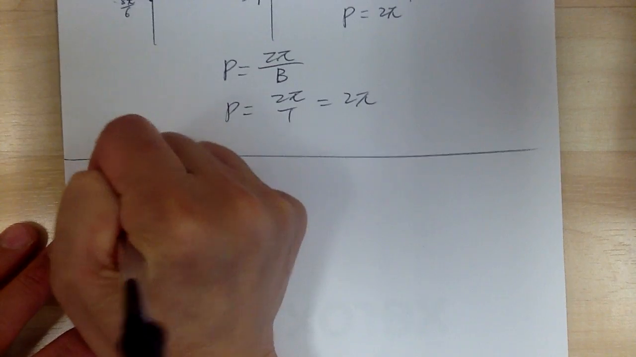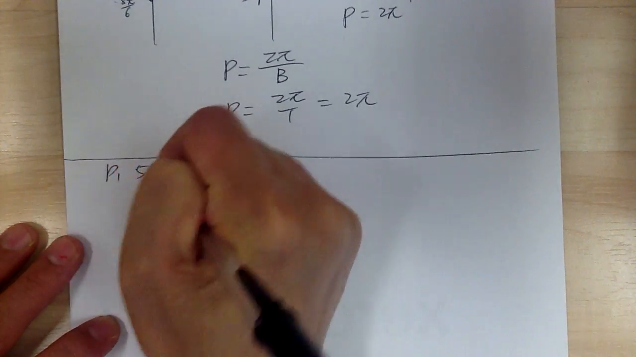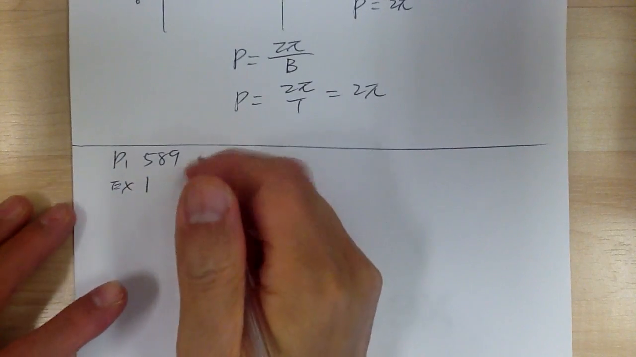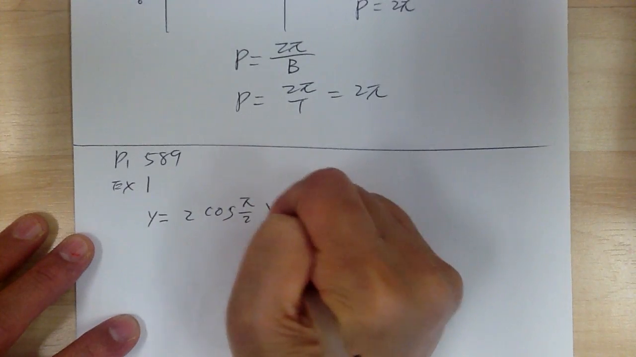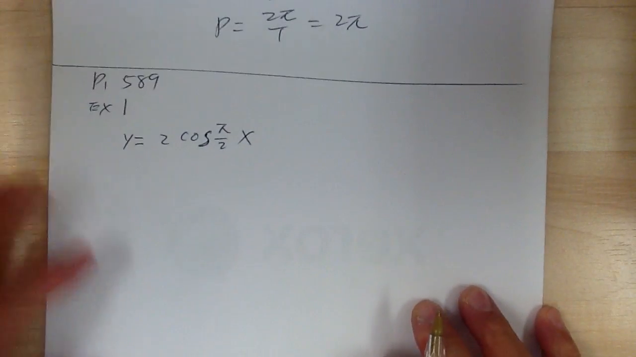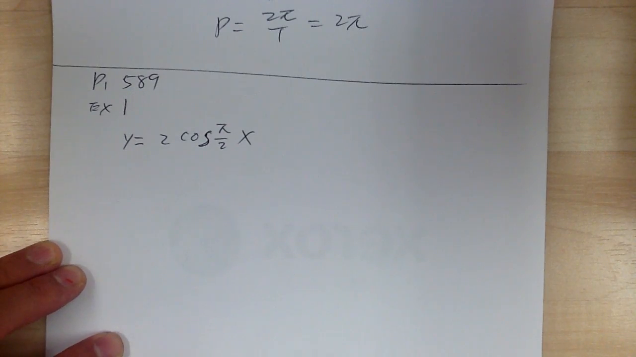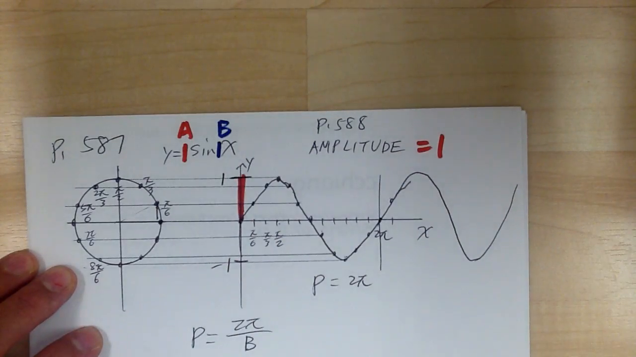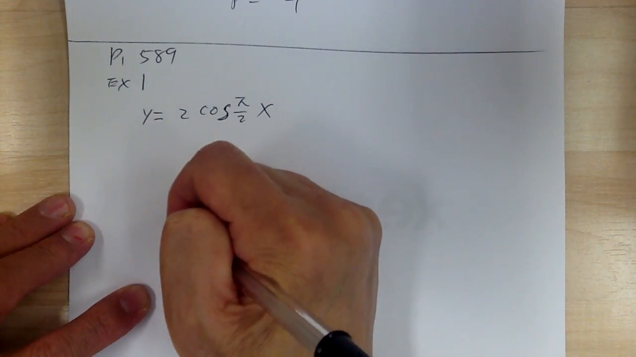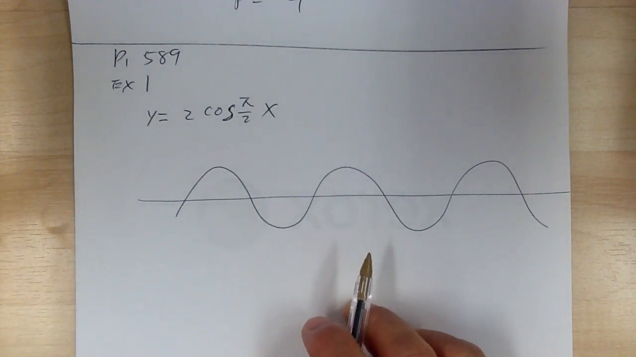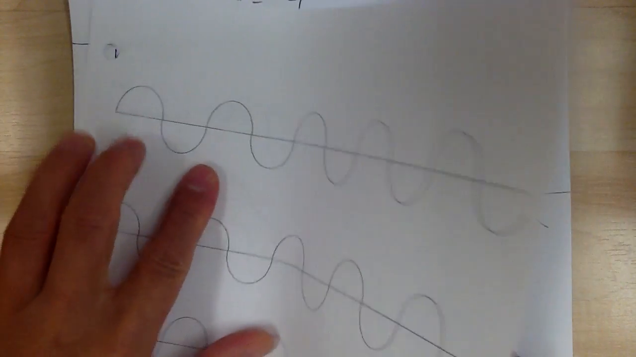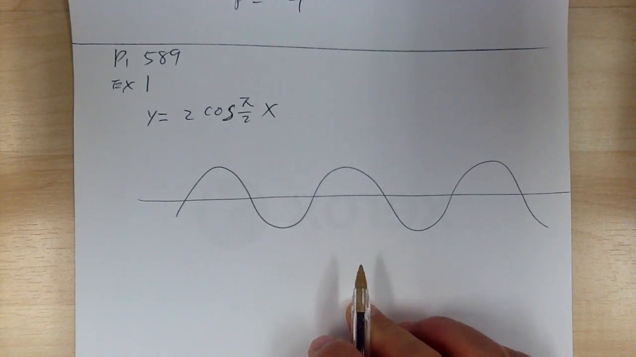Let's go to example 1. It says graph y equal to 2 cosine of pi over 2 x. When you're doing the graphing, it's easier to do the graph first and then the axes. A lot of times people do the axes first and try to do the graph after that, which is much more difficult. So you do the wave first. I give you a graph paper, so this is already done for you. All you have to do is fit the axes onto that.